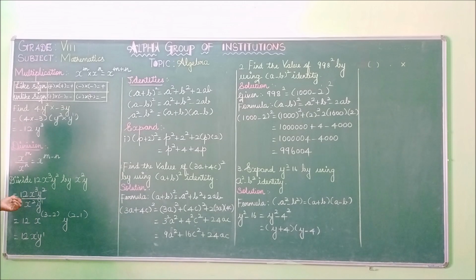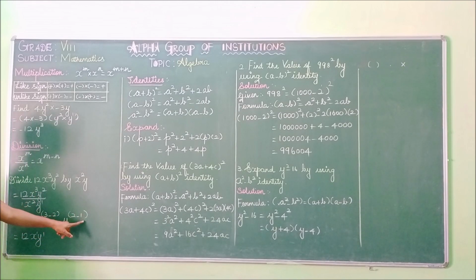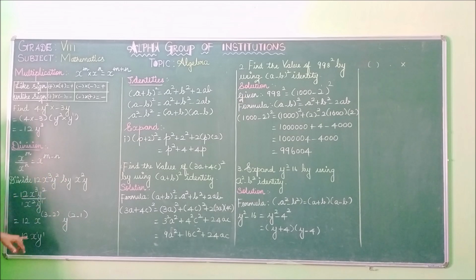So look at this once again. So you have to divide the value. For that take numerator and denominator. Now use this formula to find the values. So 12 by 1 is 12. X cube by x squared can be written as x power 3 minus 2, and y squared by y1 is written as y power 2 minus 1 using this formula. So now we have to subtract the values. 3 minus 2 is 1, 2 minus 1 is also 1.